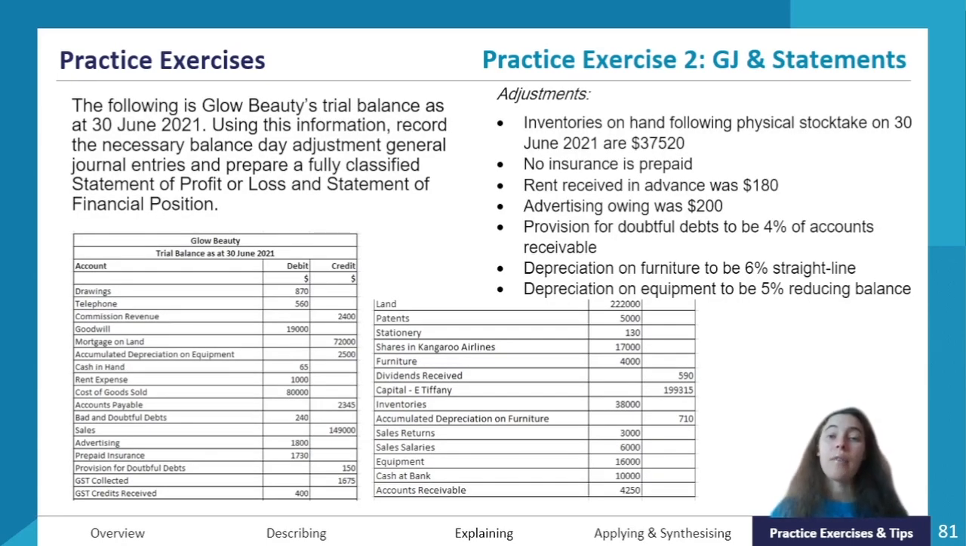And then we also have another practice exercise, and this one also involves the general journal, but this time it also involves the statement of profit or loss and statement of financial position. So you've got, again, a trial balance like we just looked at then, and a series of adjustments. So using that information, generate those different statements after the general journal entries.